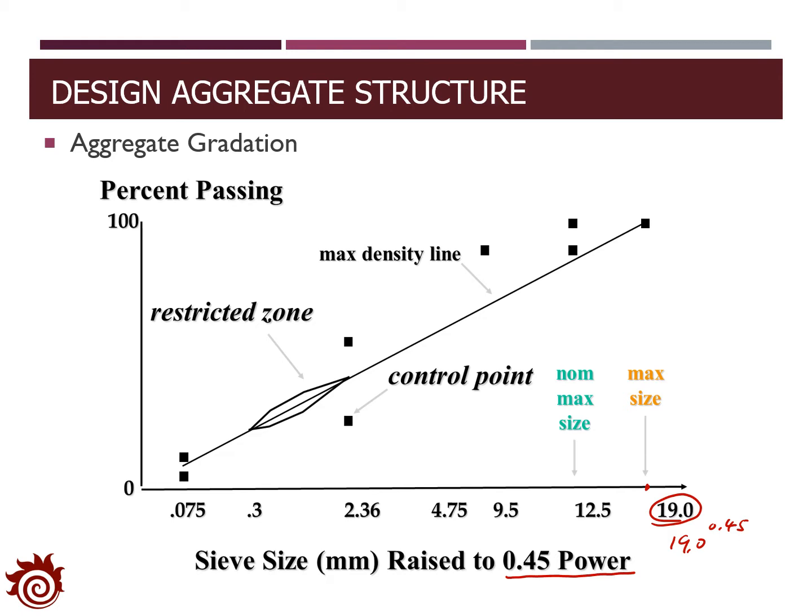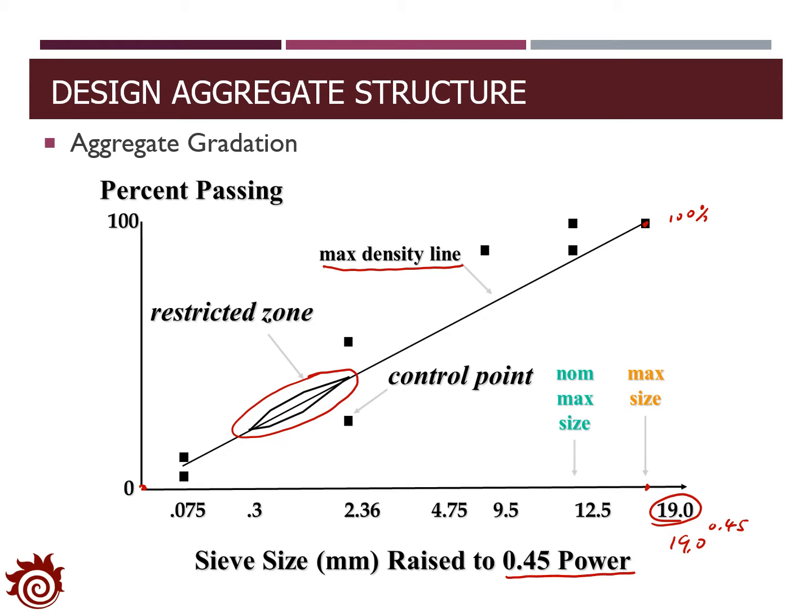With this power chart, we are able to define the maximum density line. It will start from the origin at 0 and join the linear line from 0 to the maximum size, where the percentage there is 100. In addition, along the maximum density line, there is one region called the restricted zone, where we don't want any percentage passing for the specific sieve size within this restricted zone.